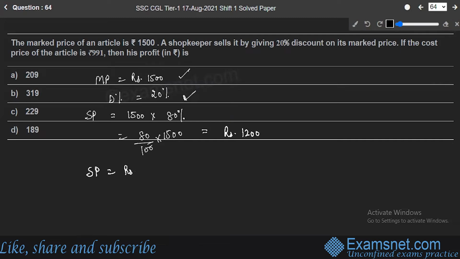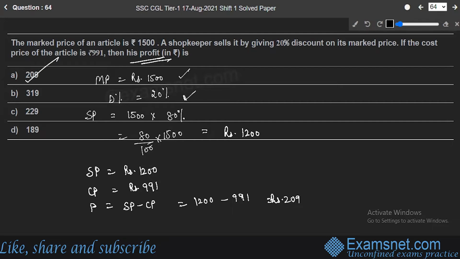Selling price is 1200. Cost price is 991 rupees. Of course, he is having a profit, and how much is it? Selling price minus cost price, that is equal to 1200 minus 991, which is equal to 209 rupees. Correct? So you just have to calculate that in rupees. No percentage was asked for this. So option A is the correct answer. It was a very easy question, right? Hope you understood it well.